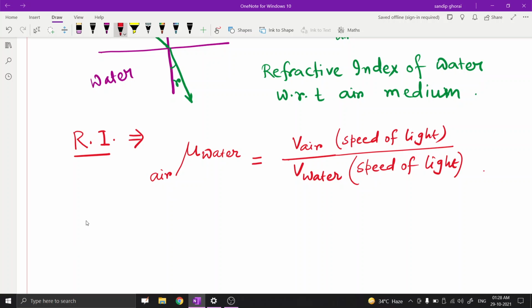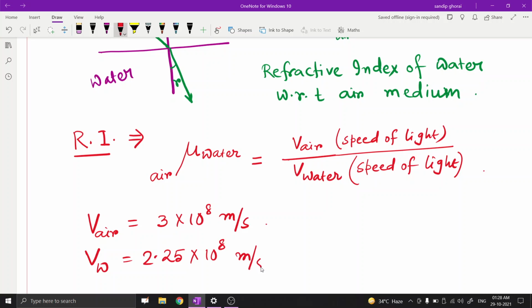Okay, if we take the speed of light in air medium as 3 × 10^8 meters per second, and the speed of light in water medium as 2.25 × 10^8 meters per second, then if we find the refractive index of water with respect to air, μ_w is equal to 3 × 10^8 divided by 2.25 × 10^8, which is equal to 1.33.